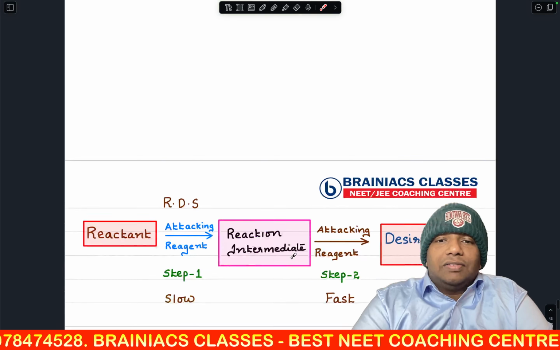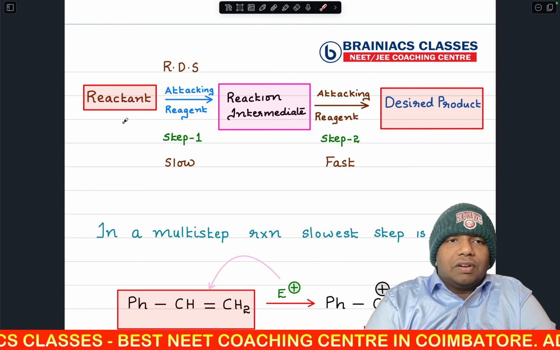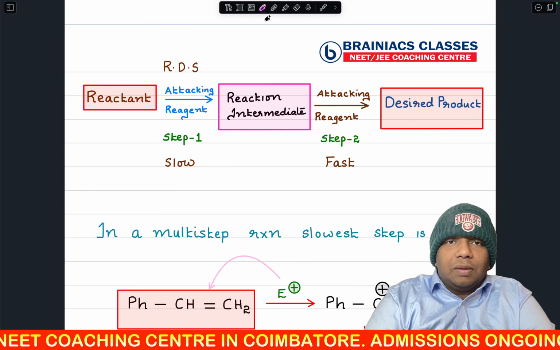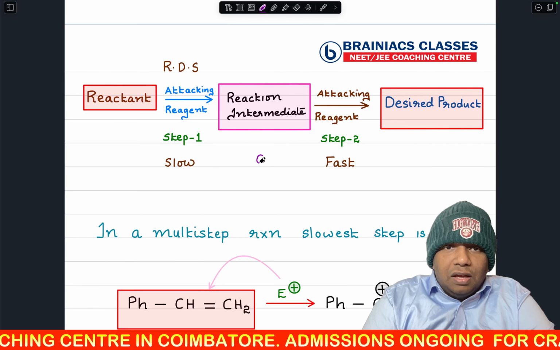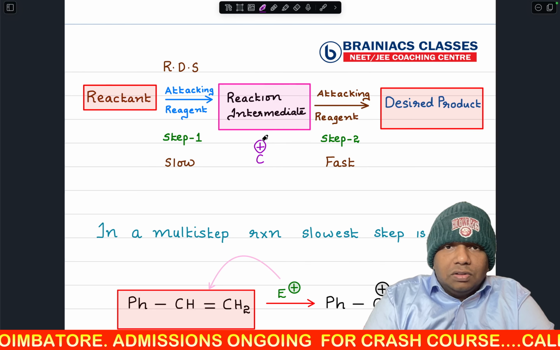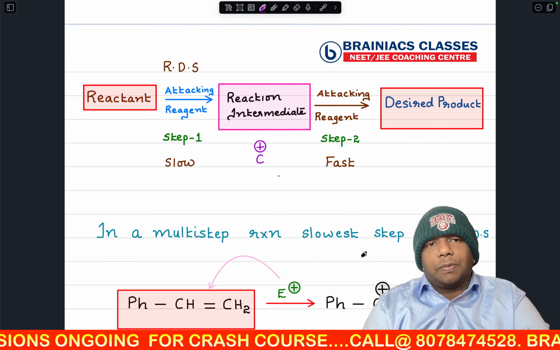Okay. Now let's see. Again I am telling the concept: in an electrophilic addition reaction, the reactant will change to the reaction intermediate. Which is that reaction intermediate, sir? Now you should be able to say that it is nothing but our carbocation, which will further change to our desired product.